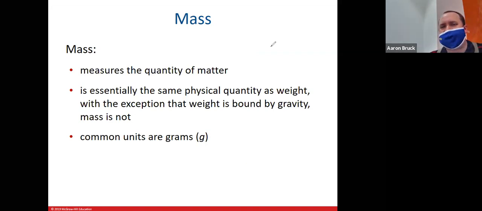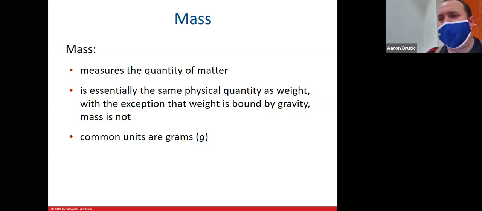Let's talk about some specific ones. Mass. By definition, mass is the measurement of how much matter is in an object. We measure mass using a balance of some kind, whether it's a triple arm balance like you might have seen in your high school or middle school days, or an electronic balance like what we have in our laboratory. Mass is measured on a balance.